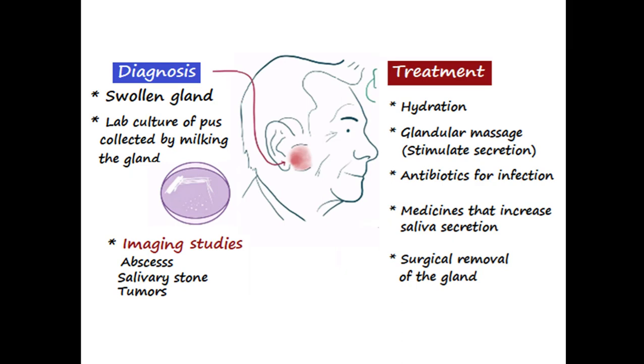Now, the treatment of sialadenitis is hydration, to provide sufficient water, and we can do gentle and gradual massage of the glandular tissue to stimulate secretion of the saliva, and we will use antibiotics to treat the infection. As long as we have no culture report of the bacteria, we can put the patient on broad spectrum antibiotics, and we can also use the medicines that increase salivary secretions, but they should be used with care, and the side effects should be taken into consideration.